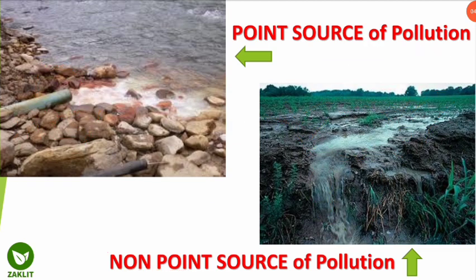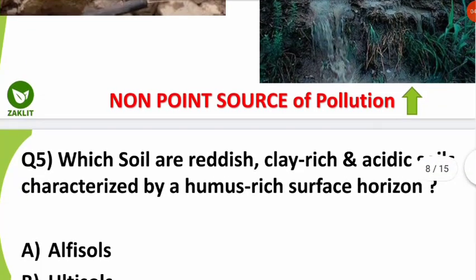So I hope you are able to understand this. जहाँ पे हमें point मिलता है pollution का source का, that is point source of pollution. Where we cannot determine the point of pollution, the source, that will be called the non-point source of pollution. Let's move to the next question.